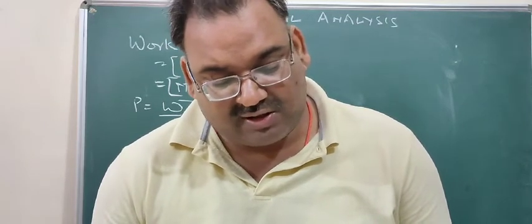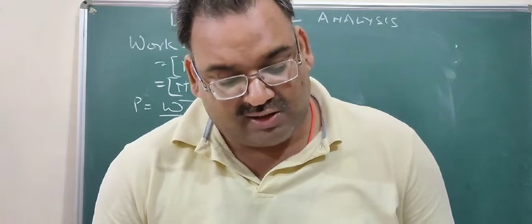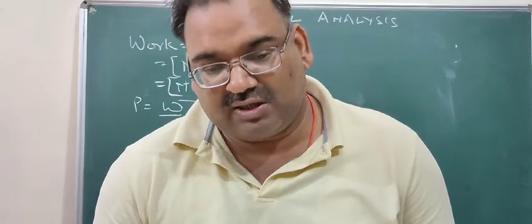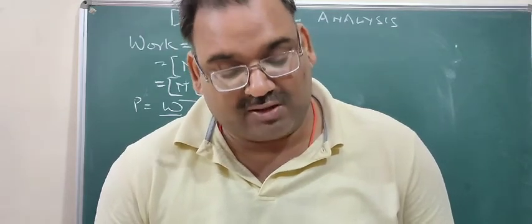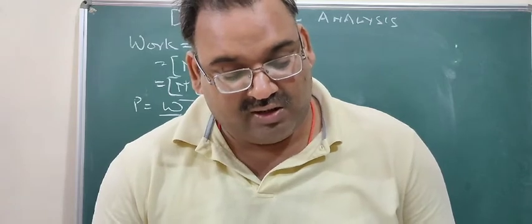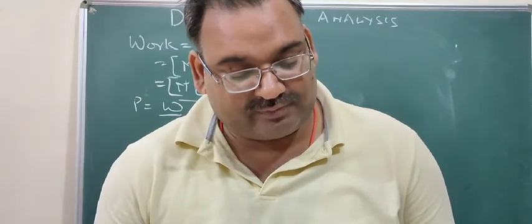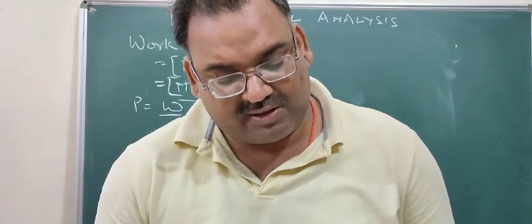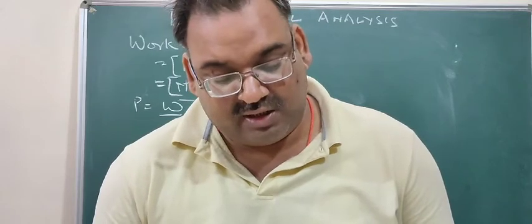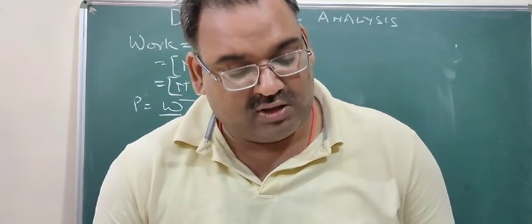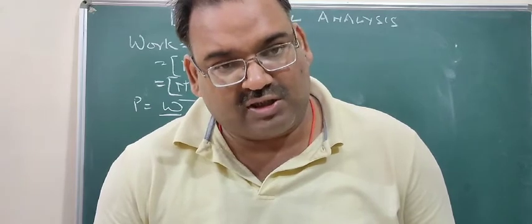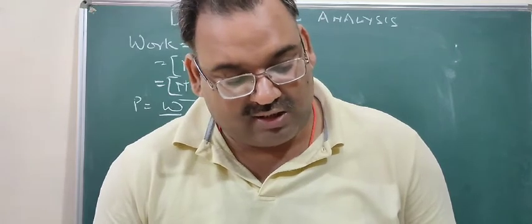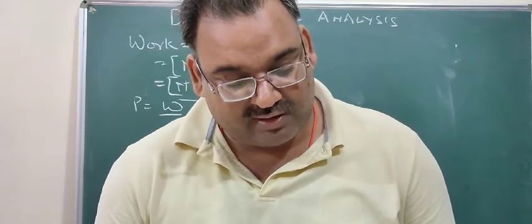Then dimensional constants. These are quantities that possess dimensions but are not liable to variation, like Planck's constant, Boltzmann constant, gravitational constant. So these are dimensional constants. Then non-dimensional constants. These quantities do not possess any dimensions and do not change, like Joule's constant 4.18 or pure numbers. They are non-dimensional constants.